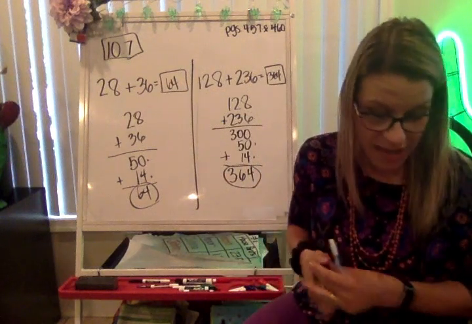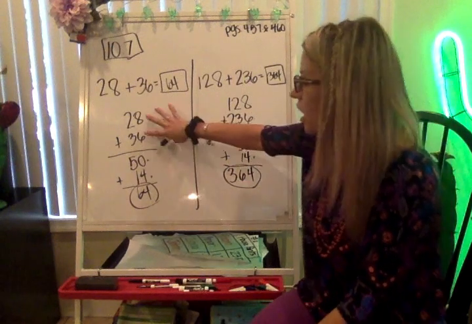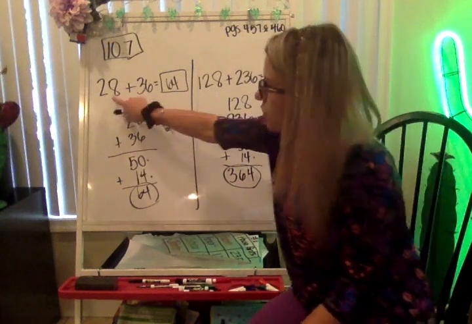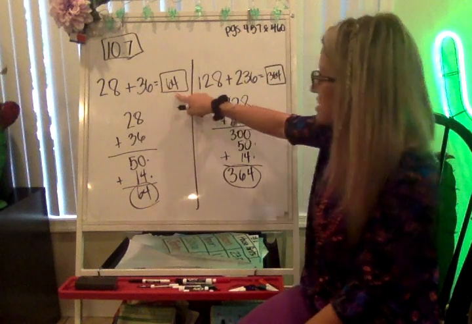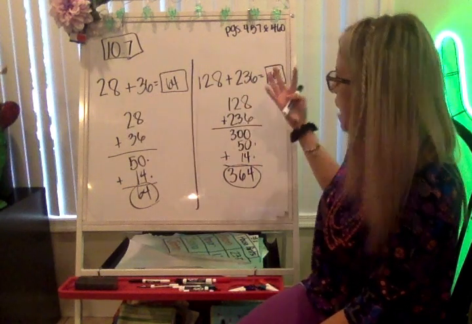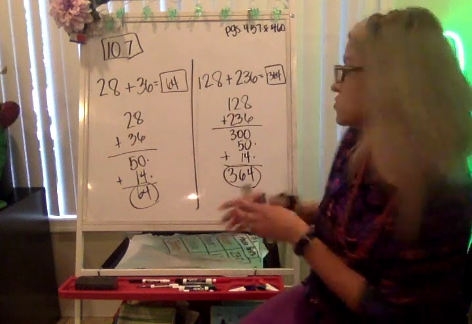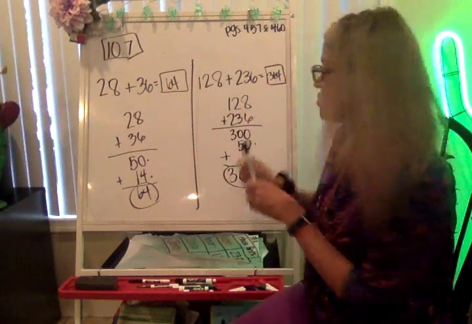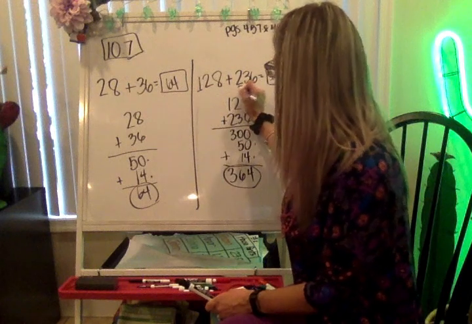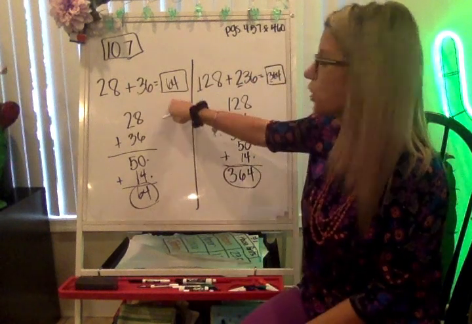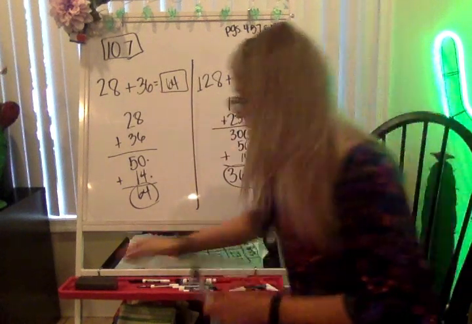So when you're looking at it, think about the things that you know. On this side, you already knew that 28 plus 36 was 64. So if you wanted to tackle the next problem, the only difference over here would be those hundreds. So if you just put a 3 for the hundreds because you added the 100 and the 200, it could help you out because you already knew that first part.